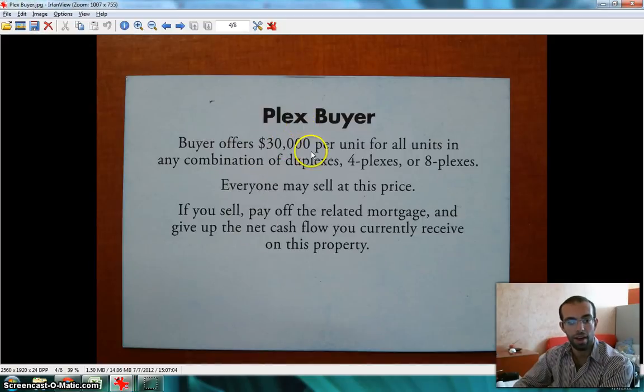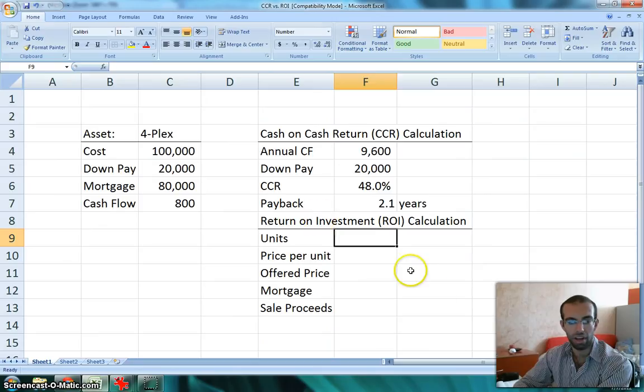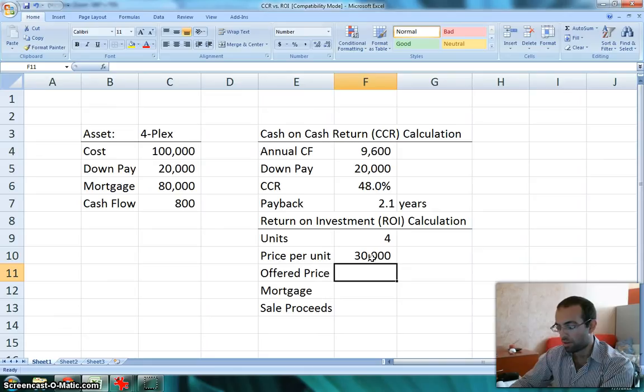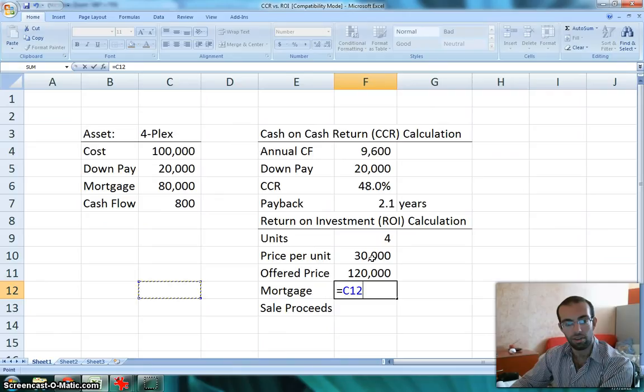Buyer offers $30,000 per unit for all units in any combination. Duplexes, fourplexes, or eightplexes. Great. So you can sell at this price. So going in here, we have a fourplex. We have 4 units. The price per unit is $30,000. So the offered price is going to be 4 times $30,000, $120,000. Our mortgage was $80,000. So our sale proceeds are going to be the offered price minus the mortgage.